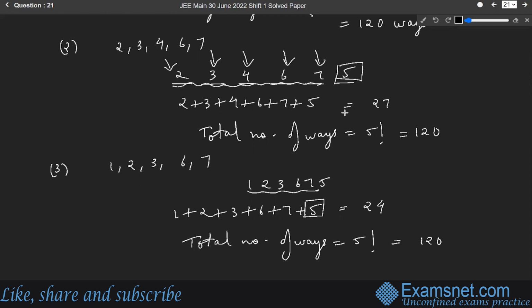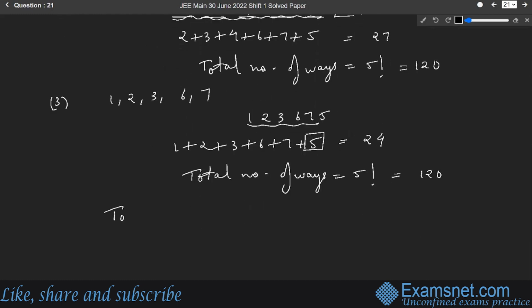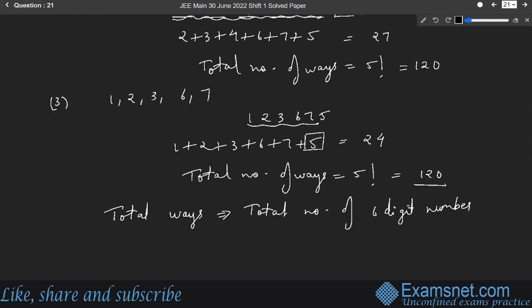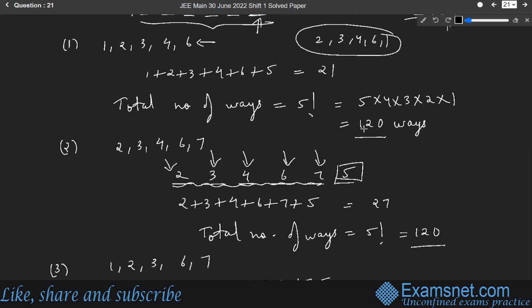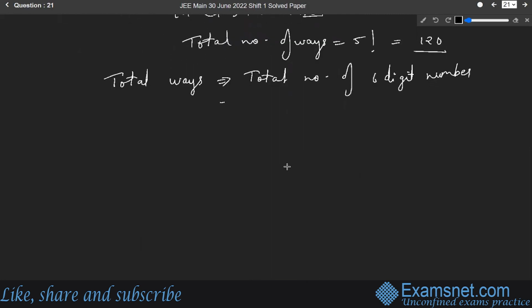So now let us calculate the total possible 6-digit numbers that are divisible by 3 and that are multiples of 15, right? So what are the total ways? We have to add the ways for all these cases. Total ways means the total number of 6-digit numbers, right? So what will be the total number? 120 plus 120 plus 120, which is equal to 360.